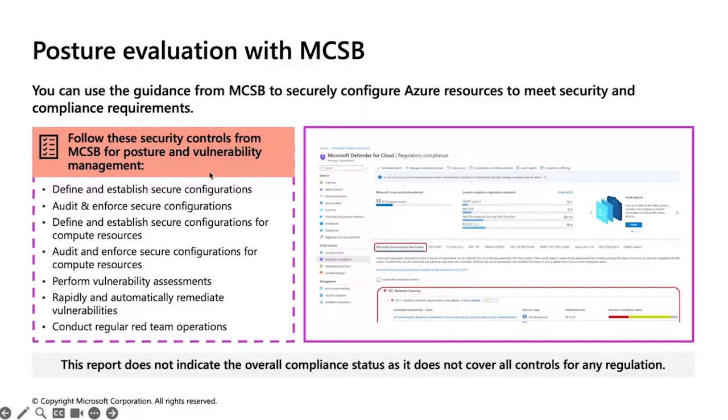So we can follow security controls from MCSB for posture and vulnerability management. Definitely what it does is define and establish secure configurations. We can audit and enforce secure configurations here, what is missing, what is not there, or we can add multiple other compliance requirements. Also, we can define and establish secure configurations for compute resources. Here we have options that we can add different kinds of other plans, like for server, for storage, for containers, for different other things.